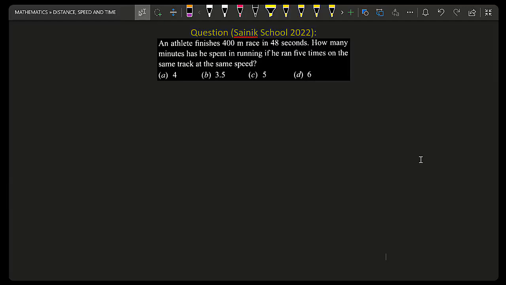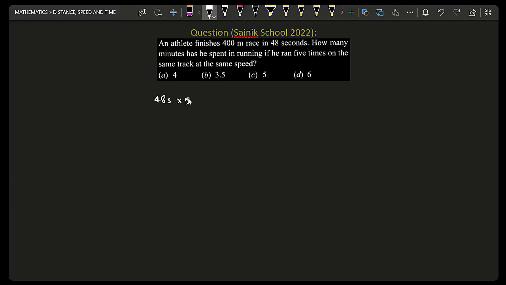Okay, an athlete finishes a 400 meters race in 48 seconds. So finishing the race is taking 48 seconds. How many minutes has he spent in running if he ran 5 times on the same track at the same speed? So why don't we multiply it by 5? Yeah, we can do that. Same track he ran 5 times. So 48 into 5, you get the number of seconds, right? Yes. 48 seconds he spent for running one round, and for 5 rounds it's going to be into 5.